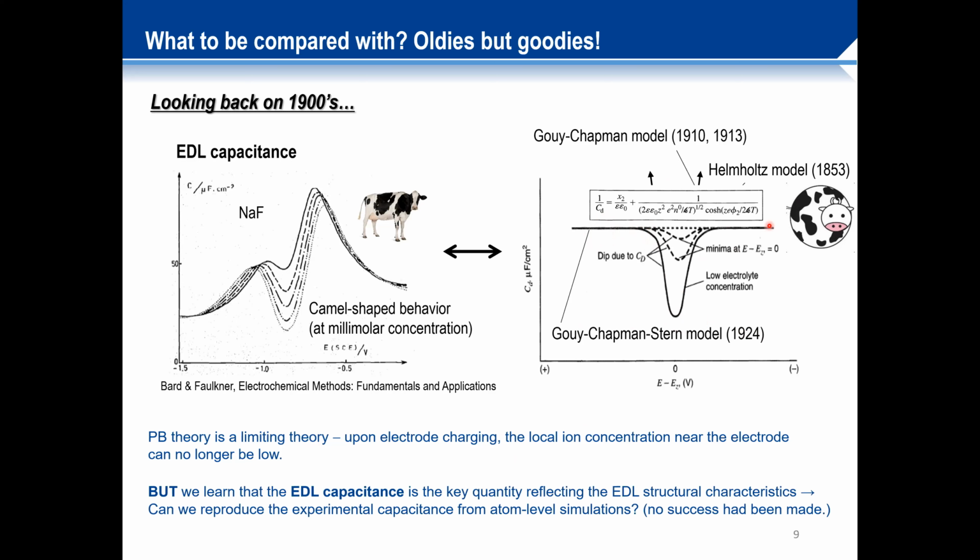But at least what we learned from this historical development is that the EDL capacitance is the right quantity to be compared with the simulations. And we aim to reproduce the Coleman-shaped behavior from our simulation.